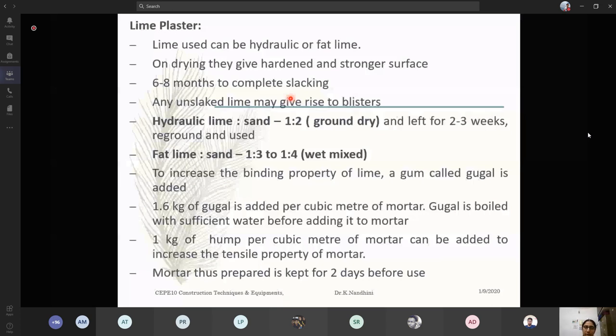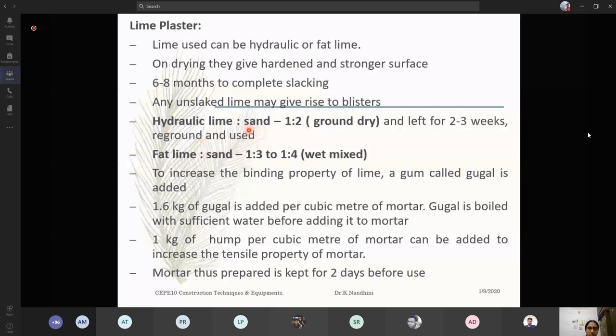If you go, you can purchase it. You can just mix it with water and put it over your walls. Any unslaked lime may give rise to blisters. Blisters are nothing but those small lumps that may be formed on the uneven surface.